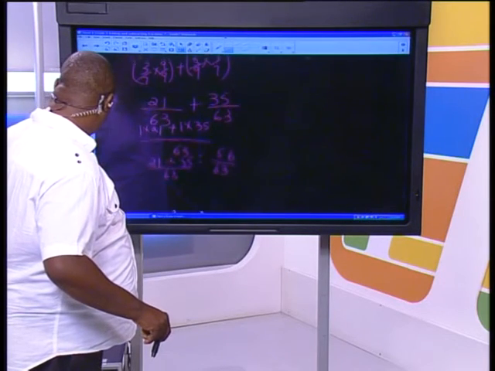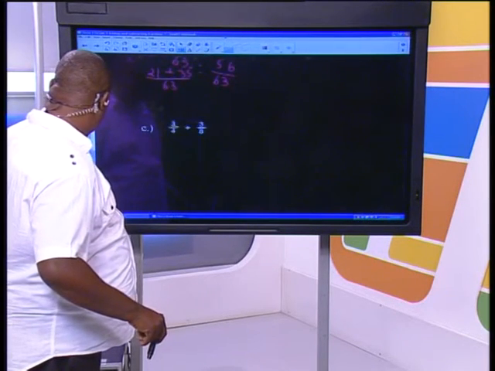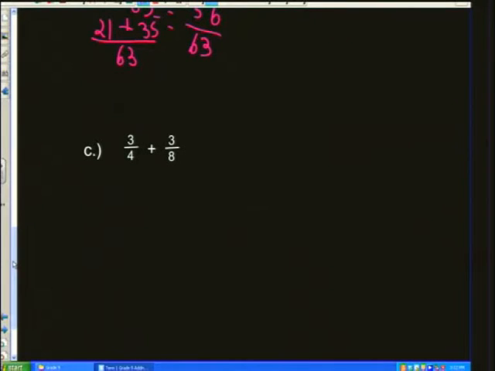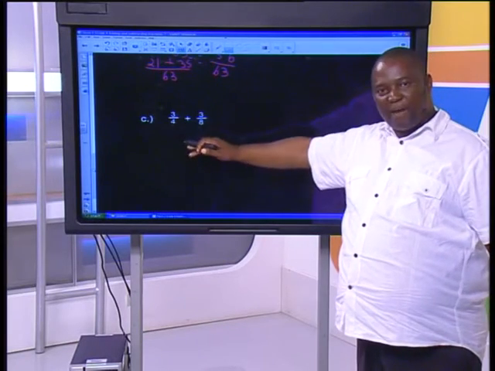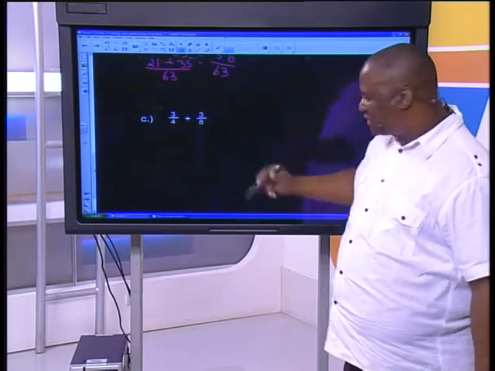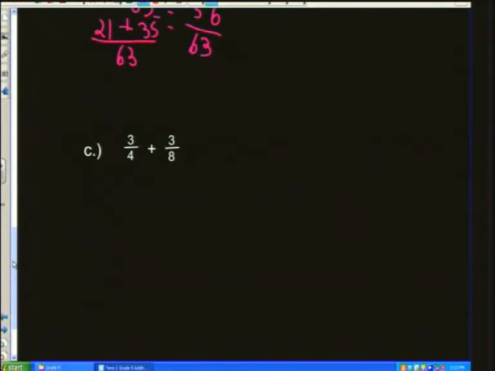Let's go to the last exercise I gave you. 3 over 4 plus 3 over 8. It is the same procedure we've done in number 1 and number 2, which we'll be doing in number 3. The very same procedure. We look at the denominators: the denominator of this fraction is 4, the denominator of this fraction is 8. Now, we have to equate or make these denominators the same.